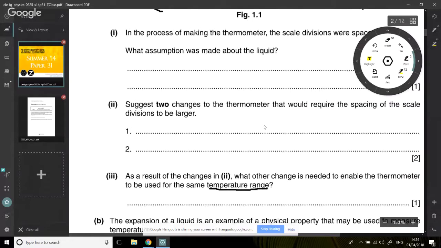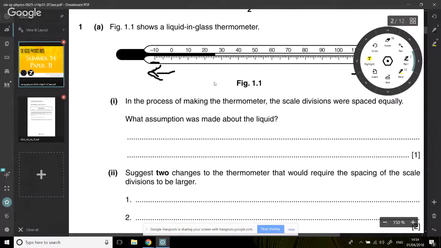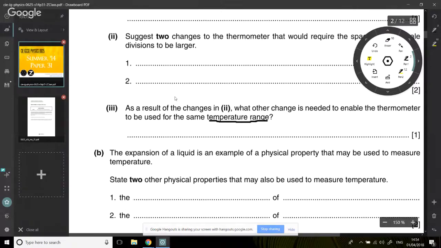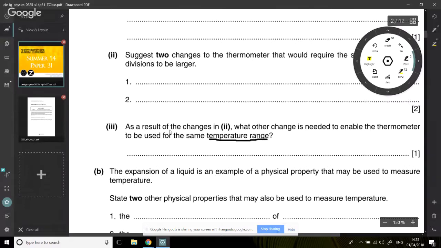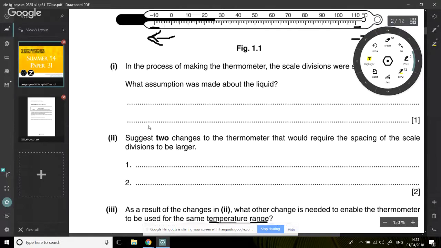Okay, the next question briefly talks about the scale: what would you choose to do if you required the divisions to be larger? There are again a whole number of things. You could reduce the capillary size, change the type of liquid, or change the size of the bowl. There is a whole range, so let's keep moving. What would you need to do if you change the scale? It's quite obvious. If these divisions got bigger and you wanted the same temperature range at the end, you would have to lengthen the thermometer.